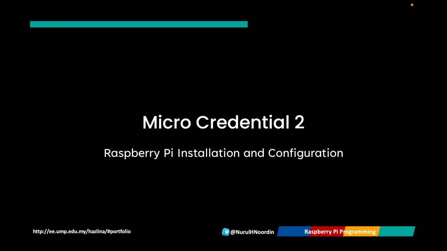Welcome to Microcredential 2, Raspberry Pi Installation and Configuration. This course is part of a structured learning series that integrates Python programming with hardware, enabling students to build real-world projects using the Raspberry Pi 4 and Raspberry Pi Pico microcontroller.